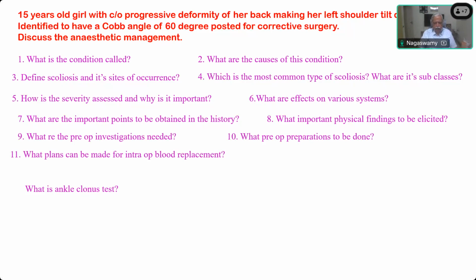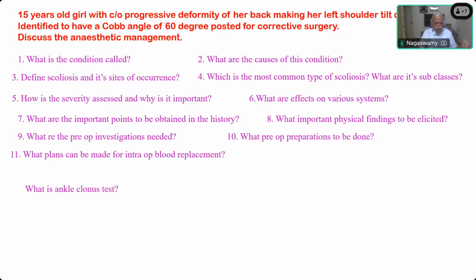Any other method? Salvage transfusion, sir. Intraoperative cell salvage. Yes, whatever blood is lost during the intraoperative period can be collected, washed, and reinfused to the patient on the table. That is the third method. This question can be asked in the theory exam also. What are the methods of conserving blood loss in major spine surgery or management of major blood loss during spine surgery? You have to answer these three methods.